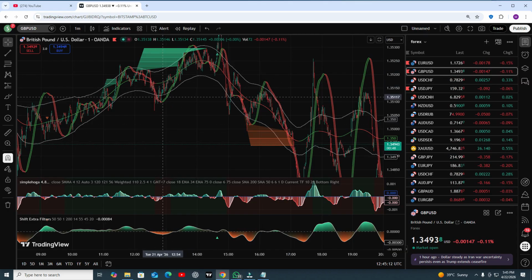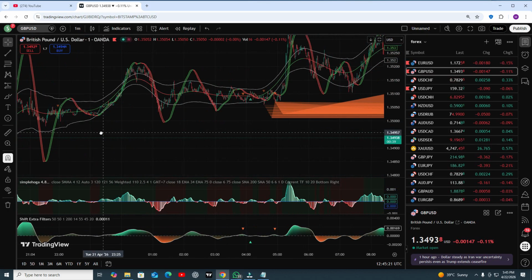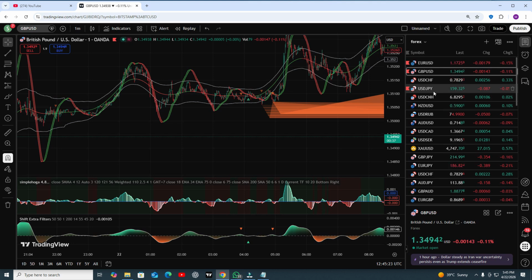Okay, this is your buy trade, and you can see this is your buy trade. So that is actually really amazing, working awesome. Okay, let's find out more.